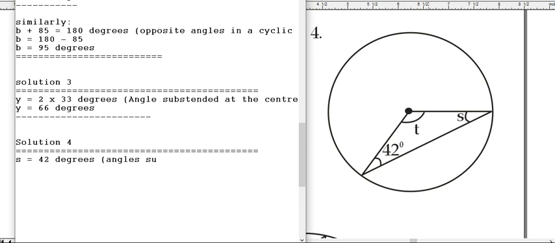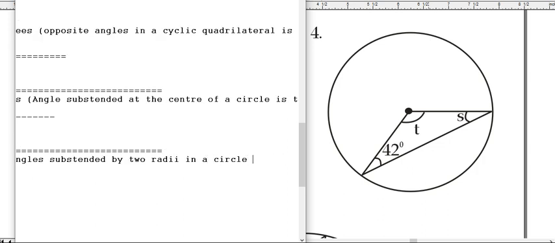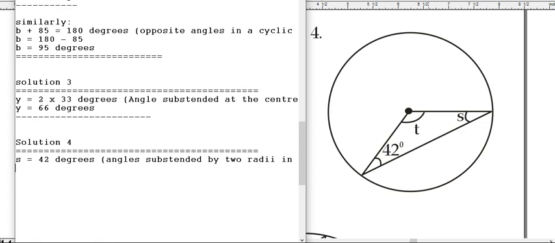angles subtended by 2 radii in a circle are equal.